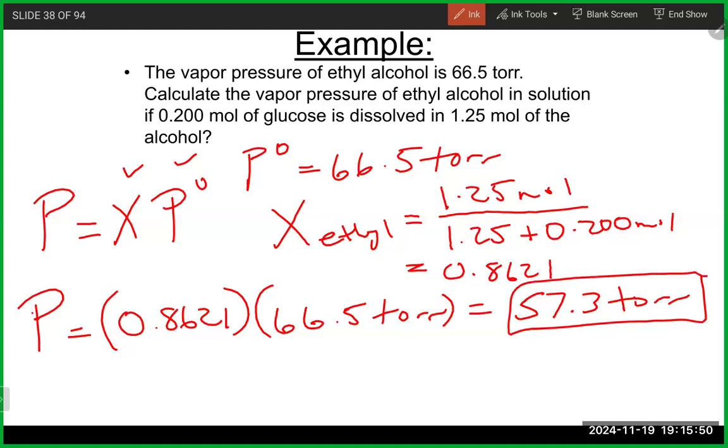So with nothing dissolved in ethyl alcohol, we're getting a pressure of 66.5 torr. With this glucose, which is basically the solute particles dissolved in there, glucose is non-ionic, right? It's carbon, hydrogen, and oxygen. It's covalently bonded, so just one molecule per formula unit. It actually lowers the vapor pressure down to 57.3. So essentially the glucose molecules are getting in the way of the ethyl alcohol being able to escape the solution and go into the gas phase. Because of that, we have fewer gas molecules above the liquid. The result is less pressure above the liquid, and the vapor pressure comes down.